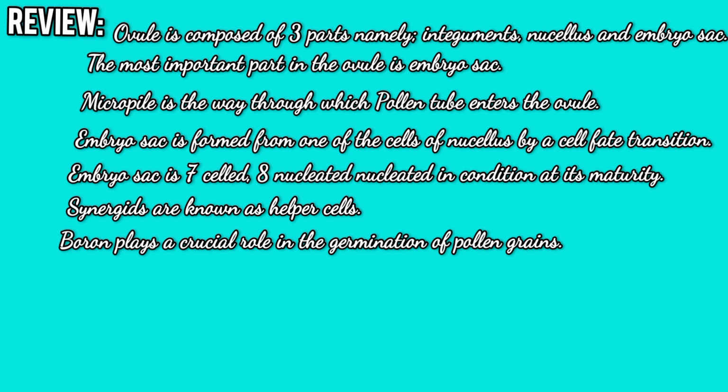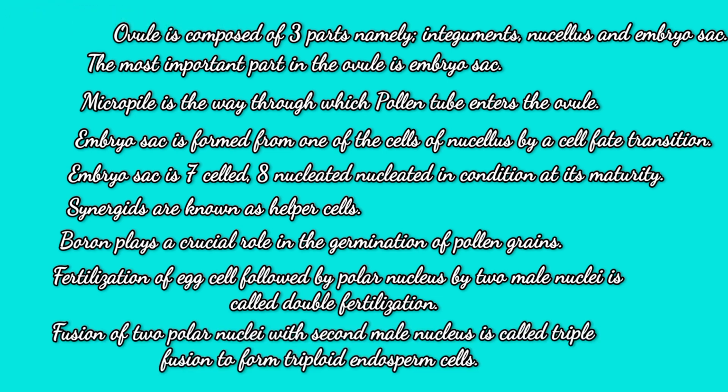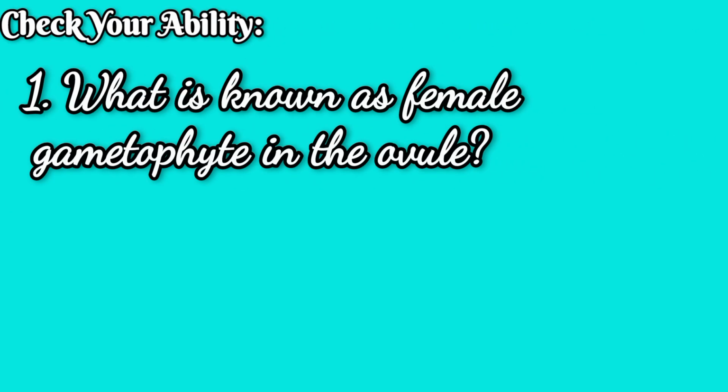Boron plays a crucial role in the germination of pollen grains. Fertilization of the egg cell followed by the polar nuclei by two male nuclei is called double fertilization. Fusion of two polar nuclei with the second male nucleus is called triple fusion to form triploid endosperm cells. Check your ability by answering a few questions.